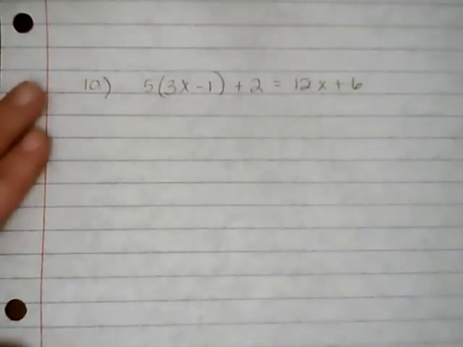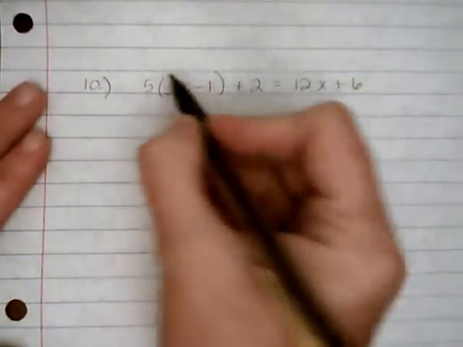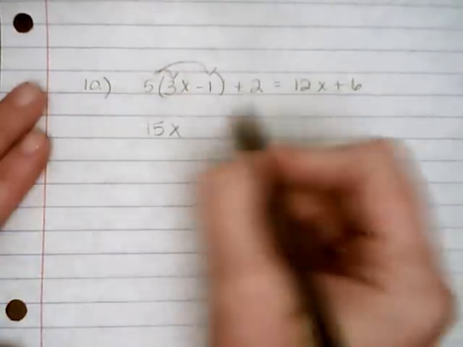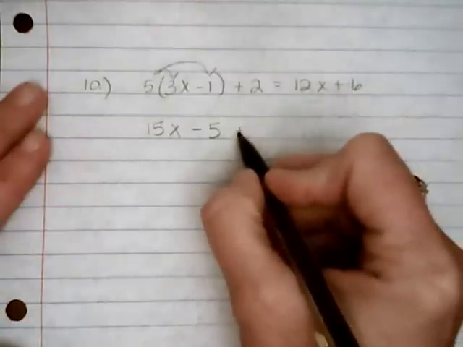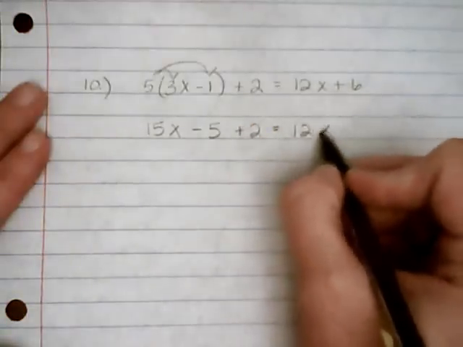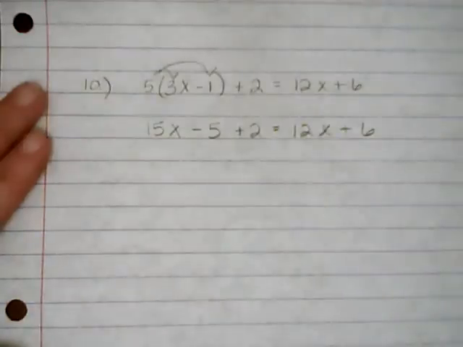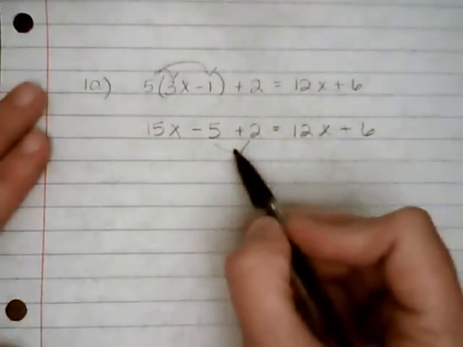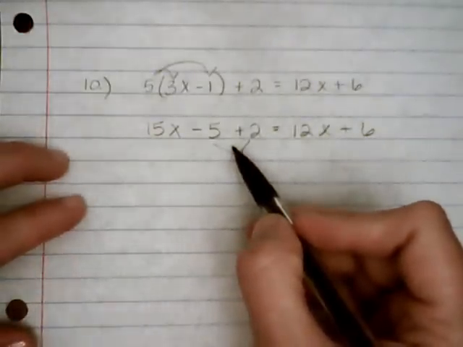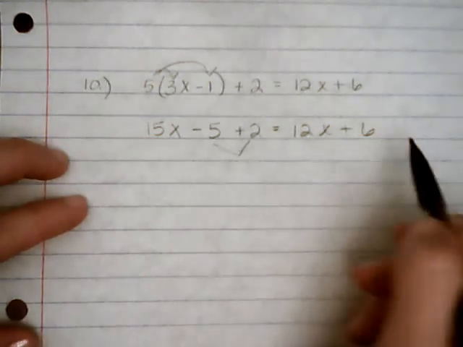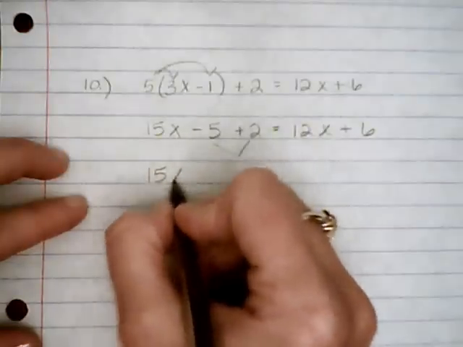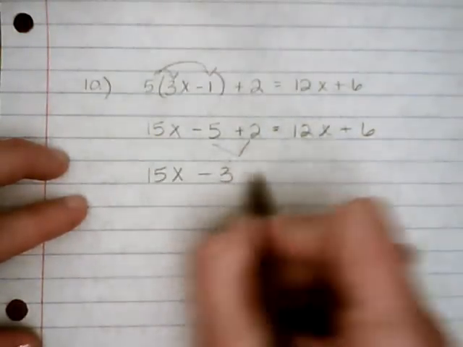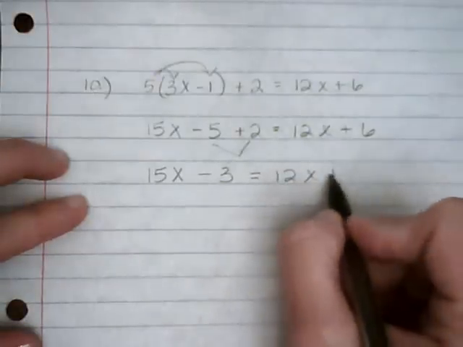So this one's very similar. Distribute the 5. 5 times 3x would be 15x. 5 times negative 1 would be negative 5. Bring down everything else. We have like terms. Okay, and notice when you have like terms that are on the same side of the equal sign, you don't change the signs because we're not moving them over. We are just simply combining them just like they are. So a negative 5 and a positive 2 would be a negative 3. Everything else comes down.